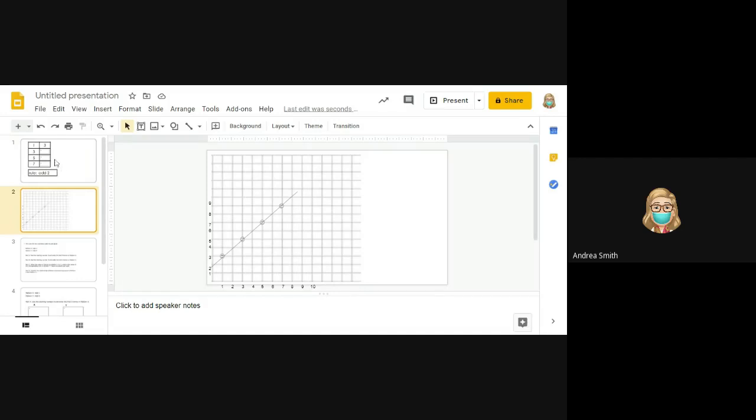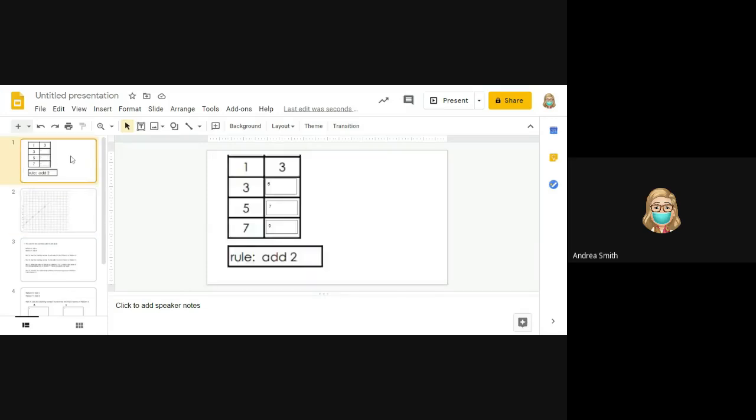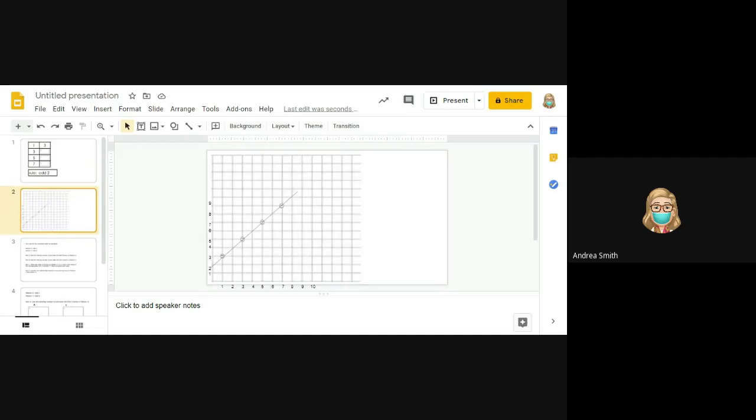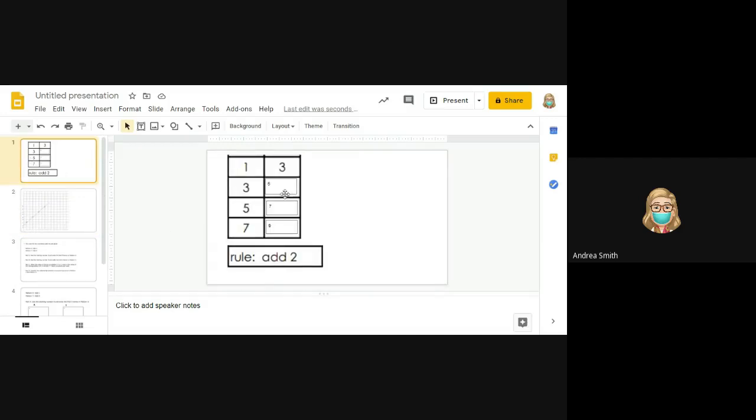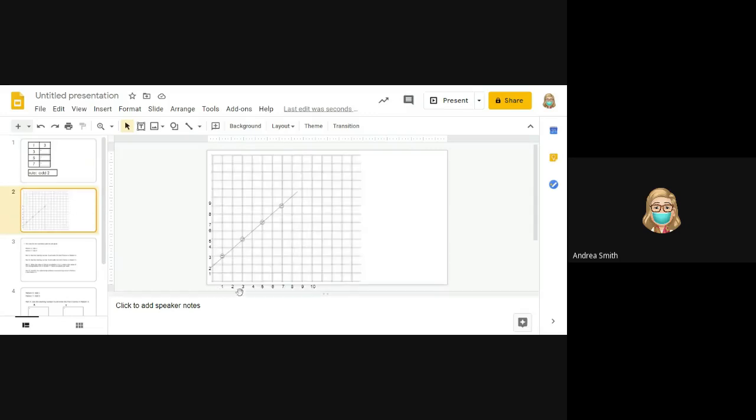Remember, you want to always chart your data, and now we're just applying rules to get our data. Once we have it, we have our X and we have our Y. Going back to this chart, the first one is 1 and 3. The second one is 3 and 5 for our ordered pair. The next one is 5 and 7. The next one is 7 and 9. Already plotted. And then all I did was simply put a line through them, and there you go. You have your line graph.